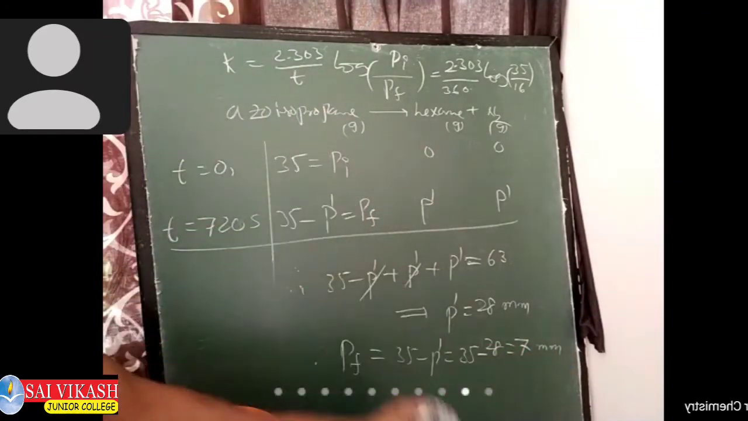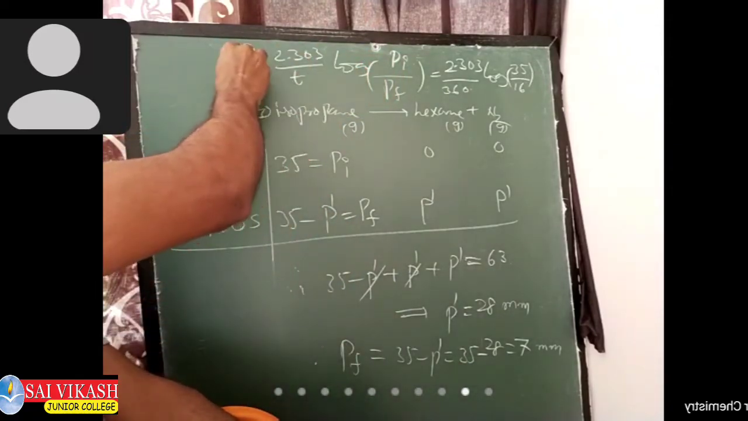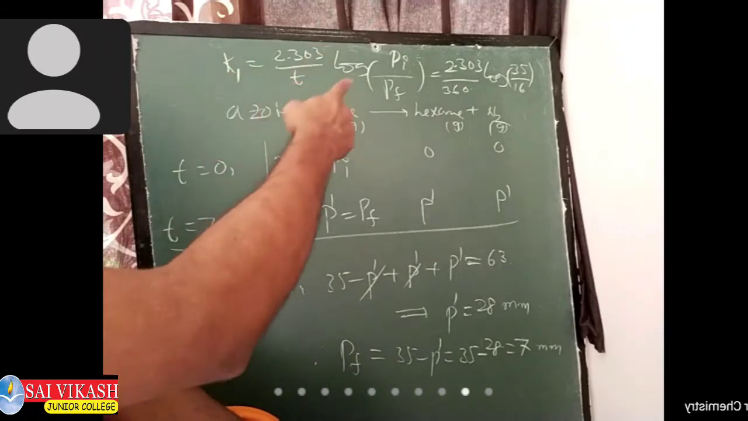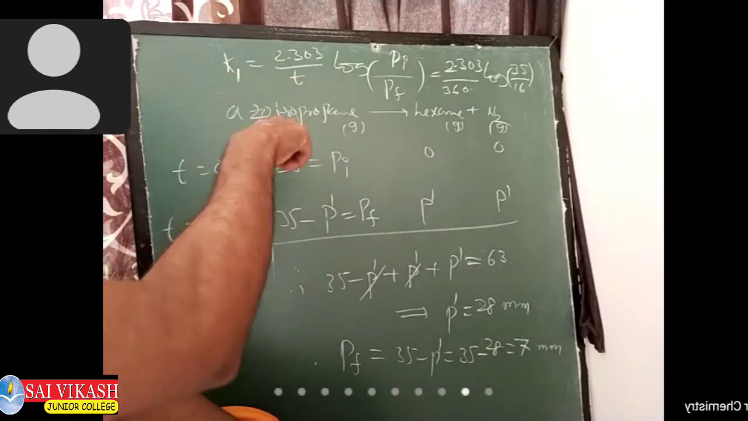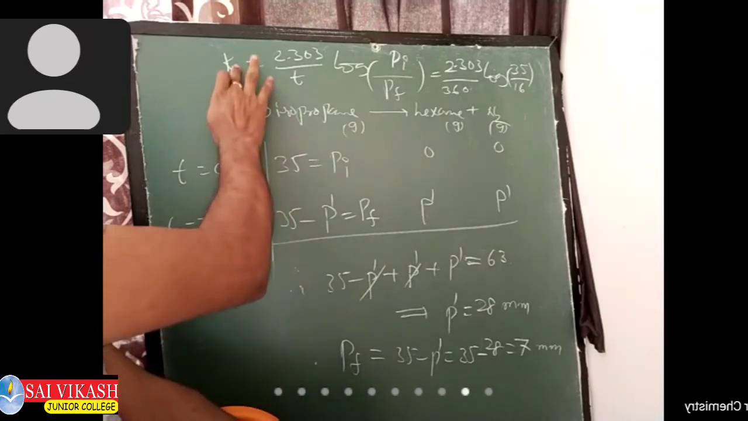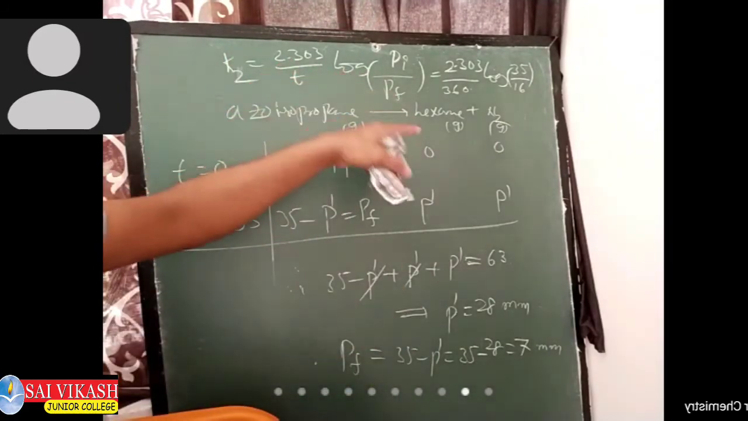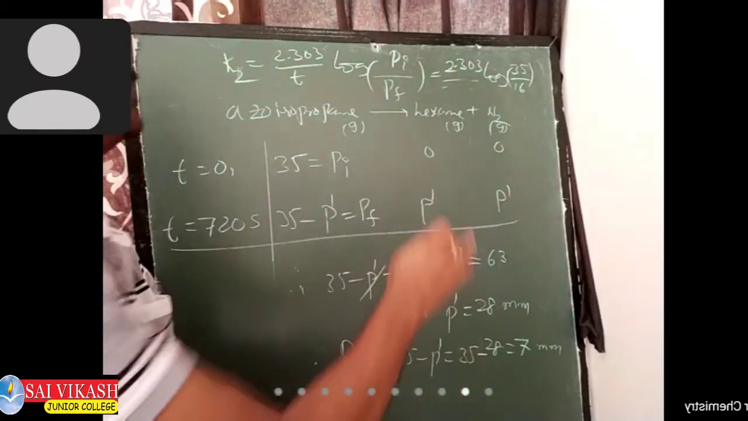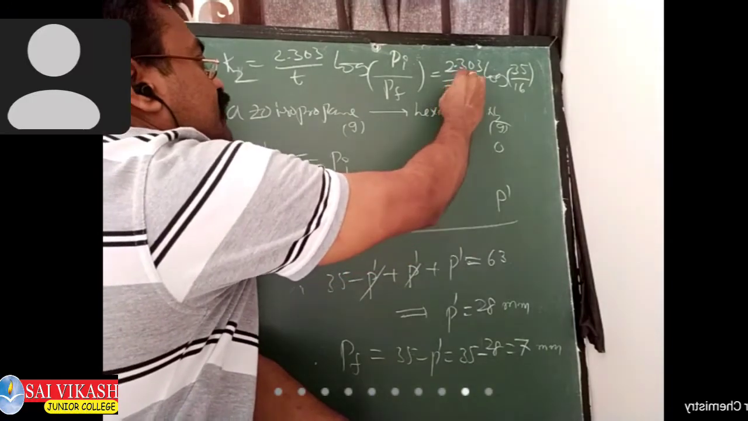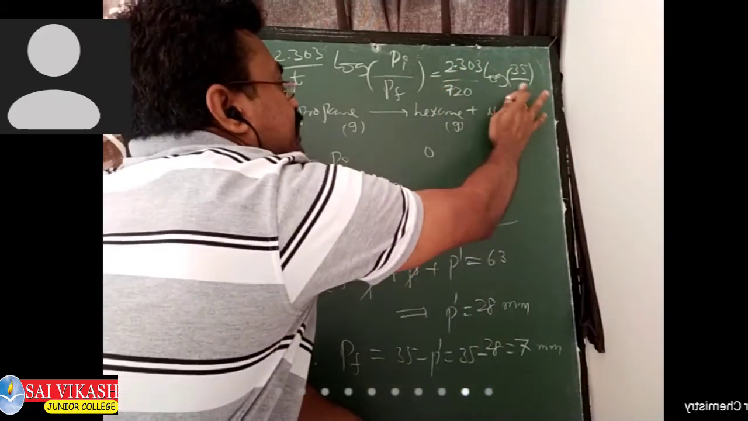Now again substitute. Initial K at 360, I am taking as K1. Now at 720 we will find K2. Now K2 is the same thing, P initial by P final. Here it will be 2.303 by 720, then log of 35 by 7.